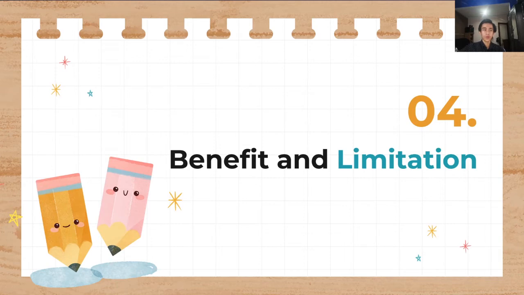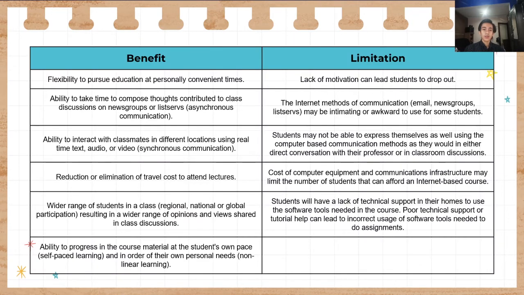And last but not least, we're going to talk about benefit and limitation of e-learning. Internet delivery of education provides many benefits and limitations to both students and the educational institution. Some of the benefits of internet-based courses to the student include: first, flexibility to pursue education at personally convenient time. Second, ability to take time to compose thought, contribute to class discussion on newsgroup or listservs, or asynchronous communication. Third, ability to interact with classmates in different locations using real-time text, audio, or video, or synchronous communication.